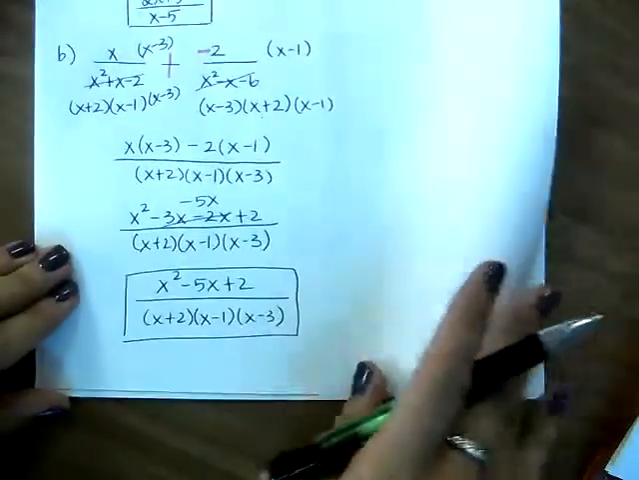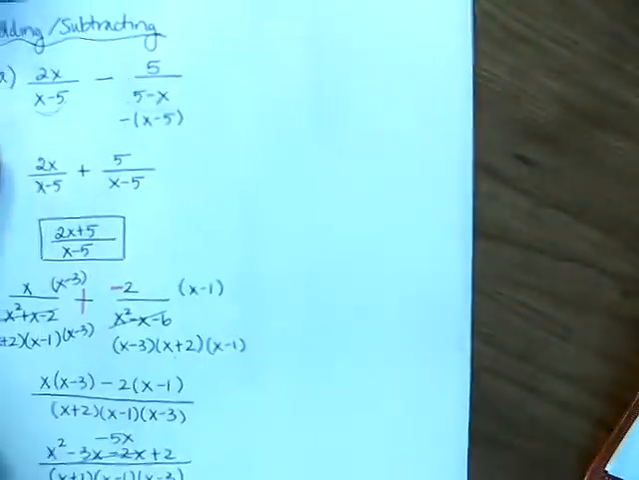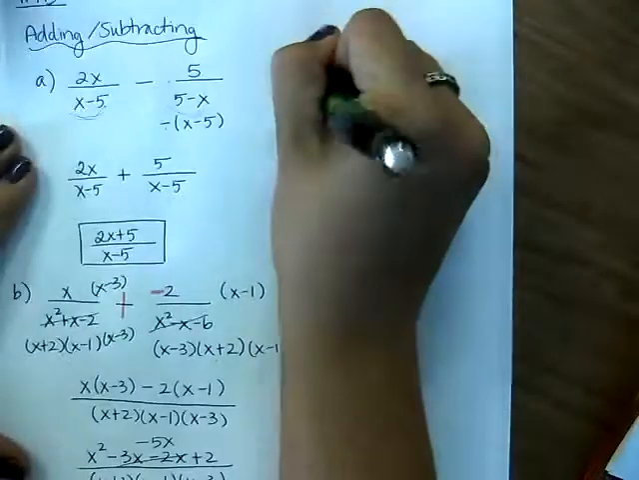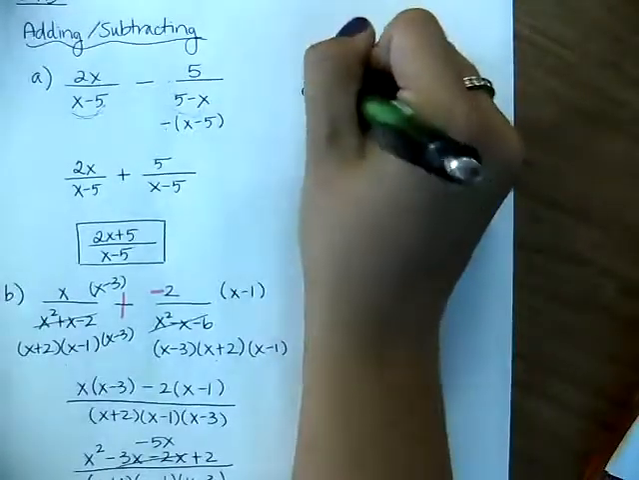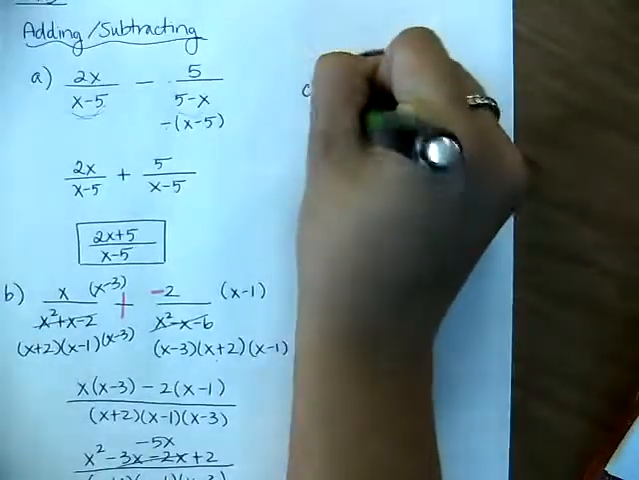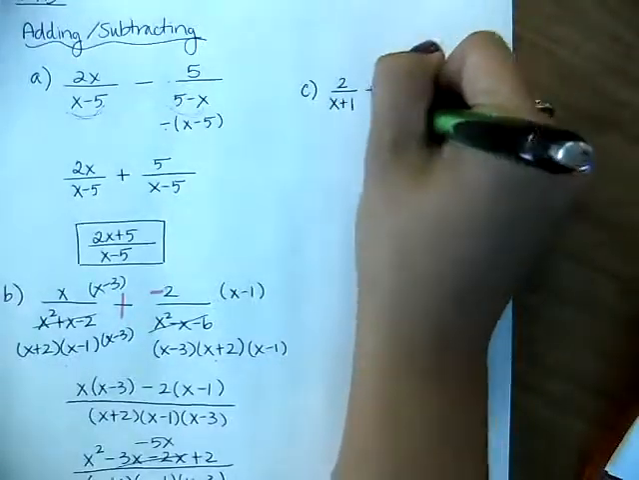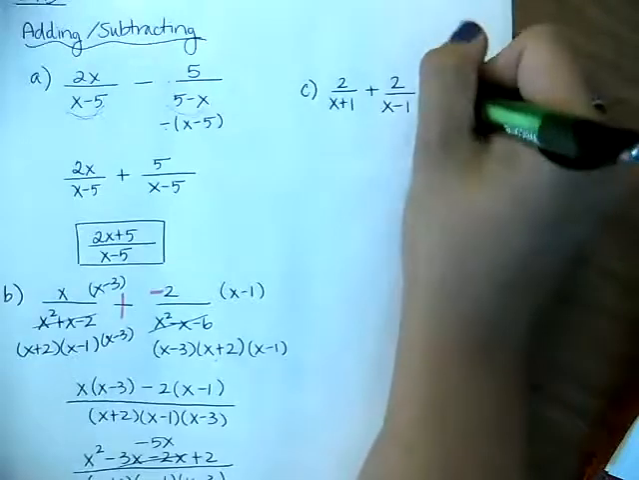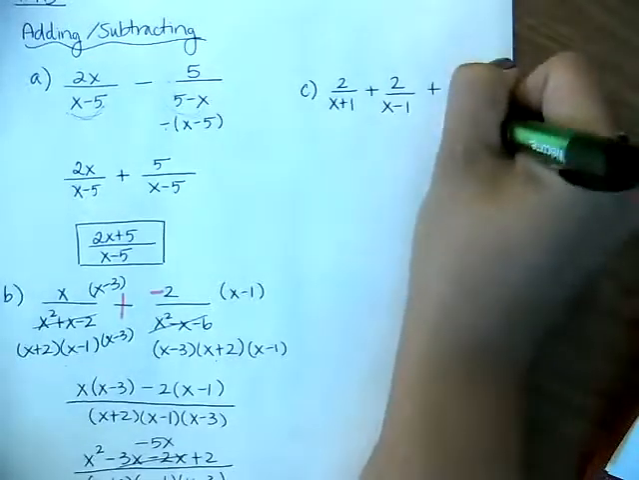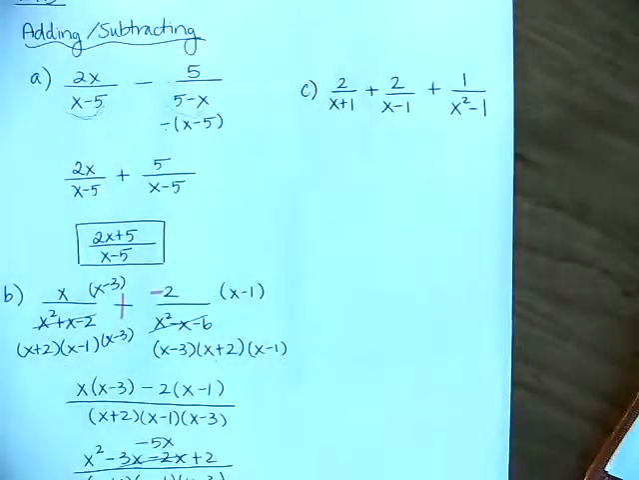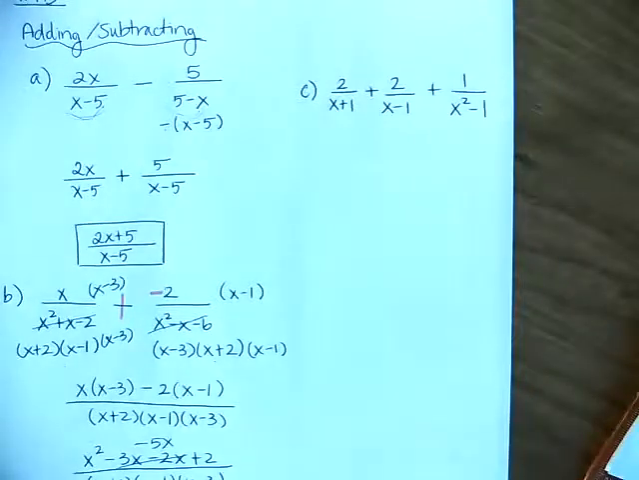I'm going to give you one to try with your partner. I think we can fit it here if we just move this up. So 2 over x plus 1 plus 2 over x minus 1 plus 1 over x squared minus 1. All right, so you and your partner talk about that.